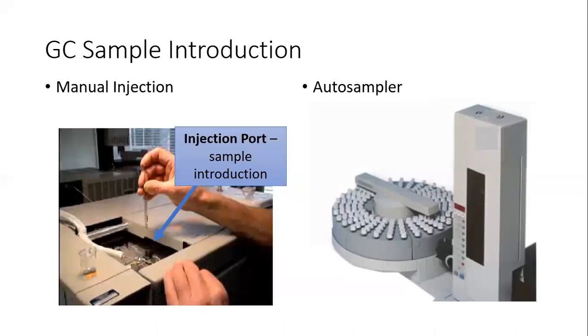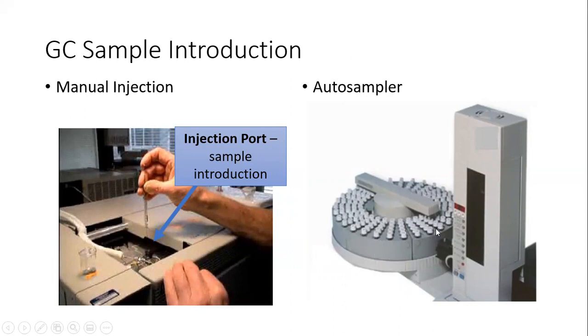Okay, so for us to use the gas chromatograph, you need to introduce your sample into the system. You can introduce your sample by either manually injecting it using a syringe through the injection port, or if your gas chromatograph is fully automated, there is already an auto sampler, and the auto sampler will do the rest for you. So you just need to prepare your samples and then place them in the auto sampler.